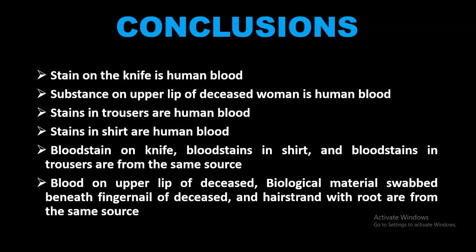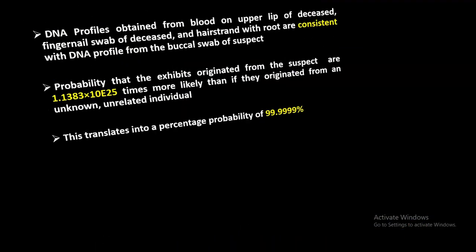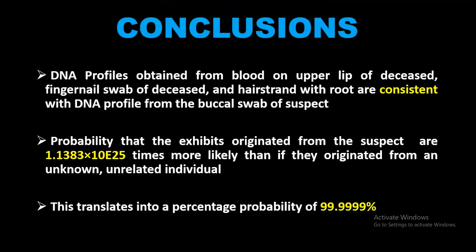Also, the blood on the upper lip of the deceased woman, the biological material swab beneath the fingernail of the deceased woman, and the hair strand with root that was found in the room of the deceased woman were all from the same source. Also, DNA profiles obtained from the blood on the upper lip of the deceased woman, the fingernail swab of the deceased woman, and the hair strand with root are consistent with the DNA profile from the buccal swab of the suspect. It means they match with the DNA profile from the suspect.